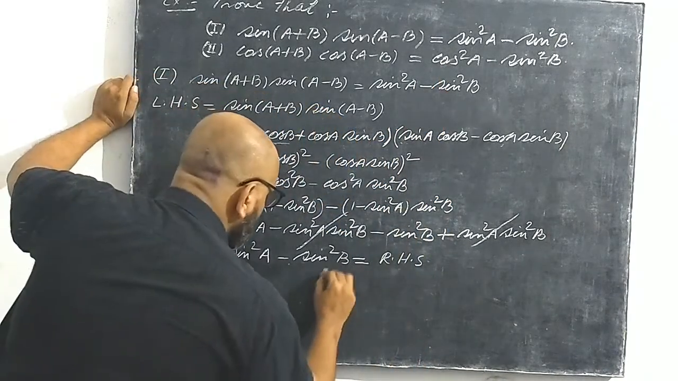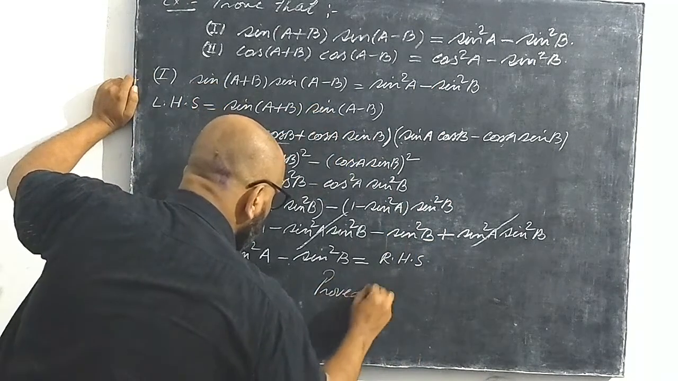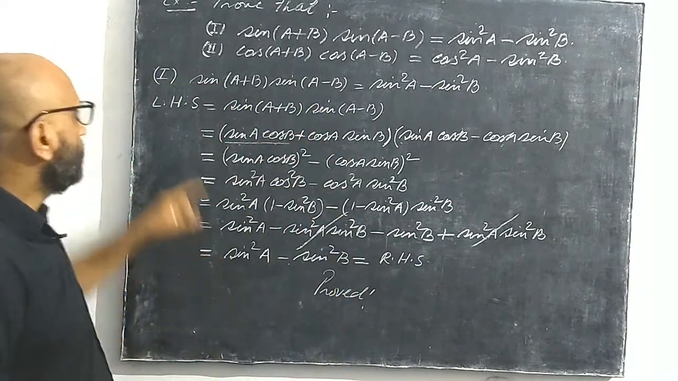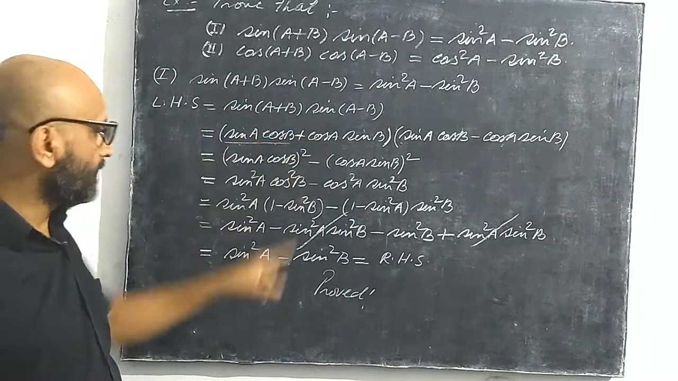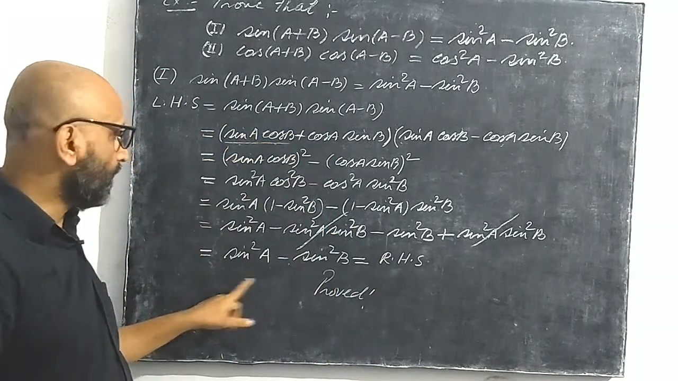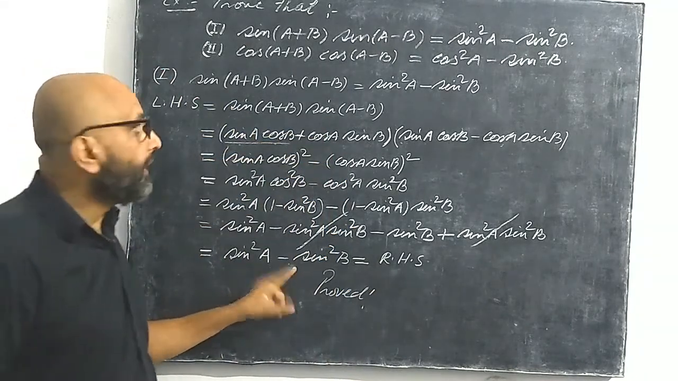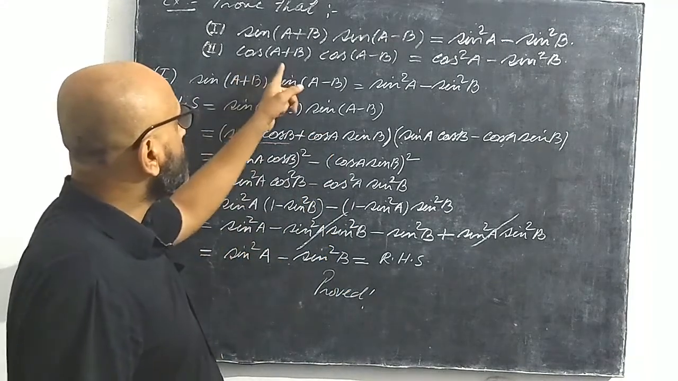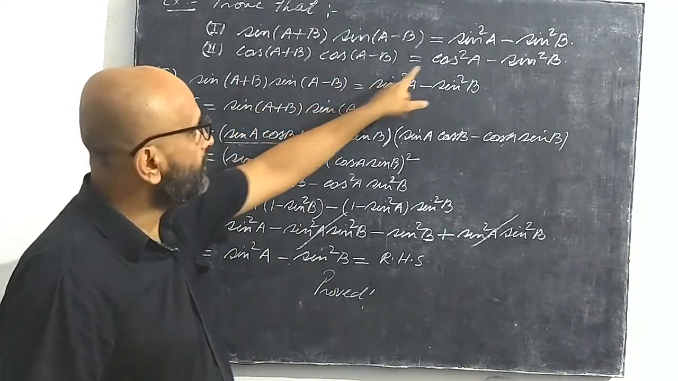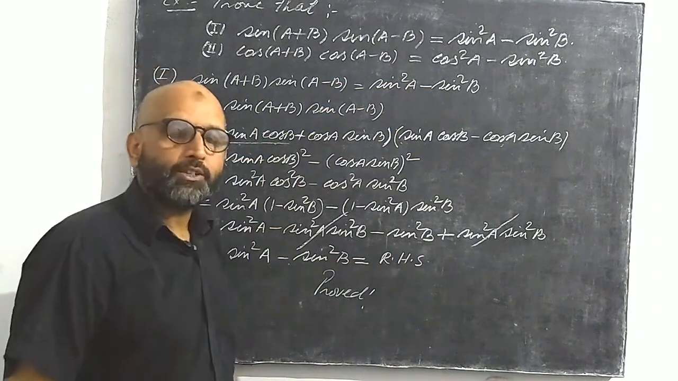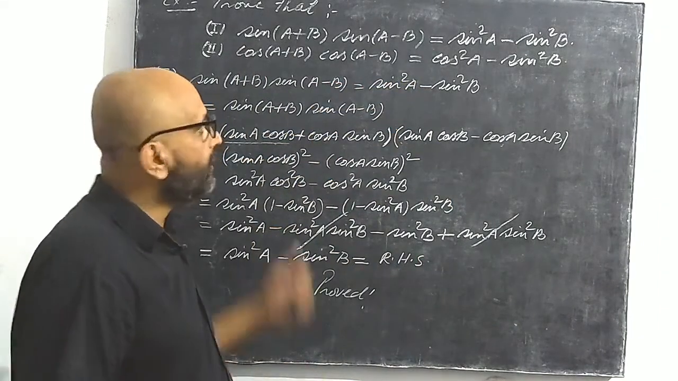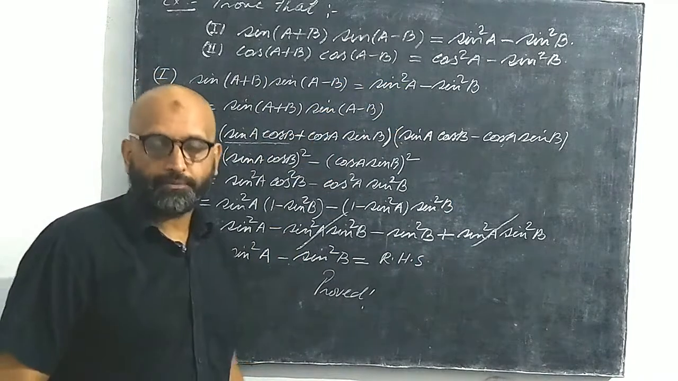So we have proved that sin(A+B) into sin(A−B) is equal to sin square A minus sin square B. In the same way, we may prove cos(A+B) into cos(A−B) is equal to cos square A minus sin square B. So you better try the second one yourself.